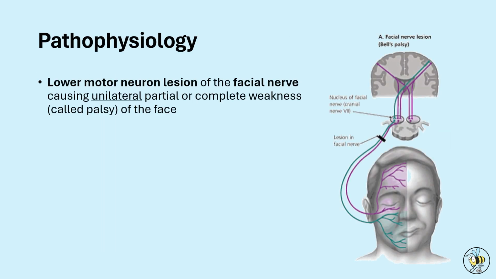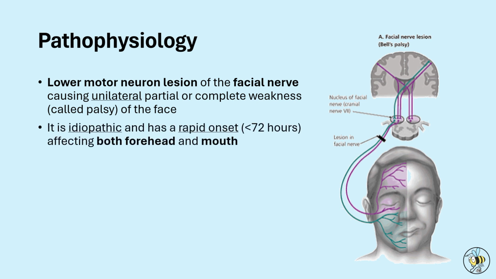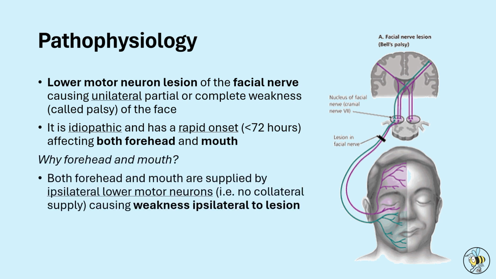Bell's palsy occurs due to a lower motor neuron lesion of the facial nerve causing unilateral, i.e. one-sided, partial or complete weakness of the face, which is called palsy or paralysis. The cause is idiopathic, i.e. unknown, and has a rapid onset affecting both the forehead and the mouth. Why both the forehead and the mouth? Well, both are supplied by ipsilateral lower motor neurons, i.e. there is no collateral supply. This causes weakness ipsilateral to the lesion.